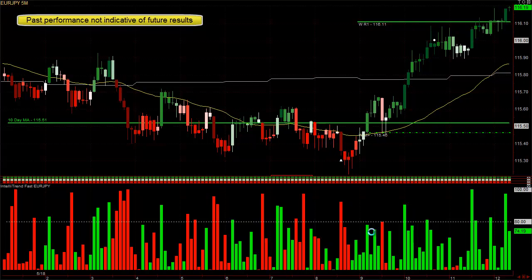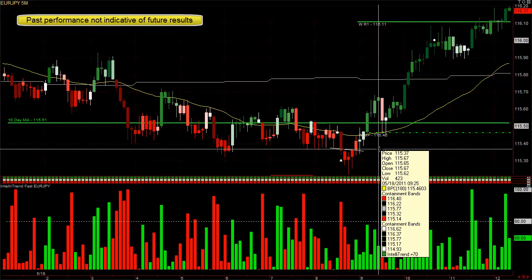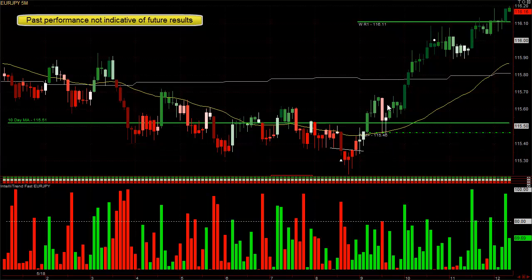And initially it doesn't have that much strength, so most of us might have, let's draw that again on there. Most of us might have got out at the first sign of it pulling back, maybe somewhere around here at 61. That's about a 20 pip profit on that trade.